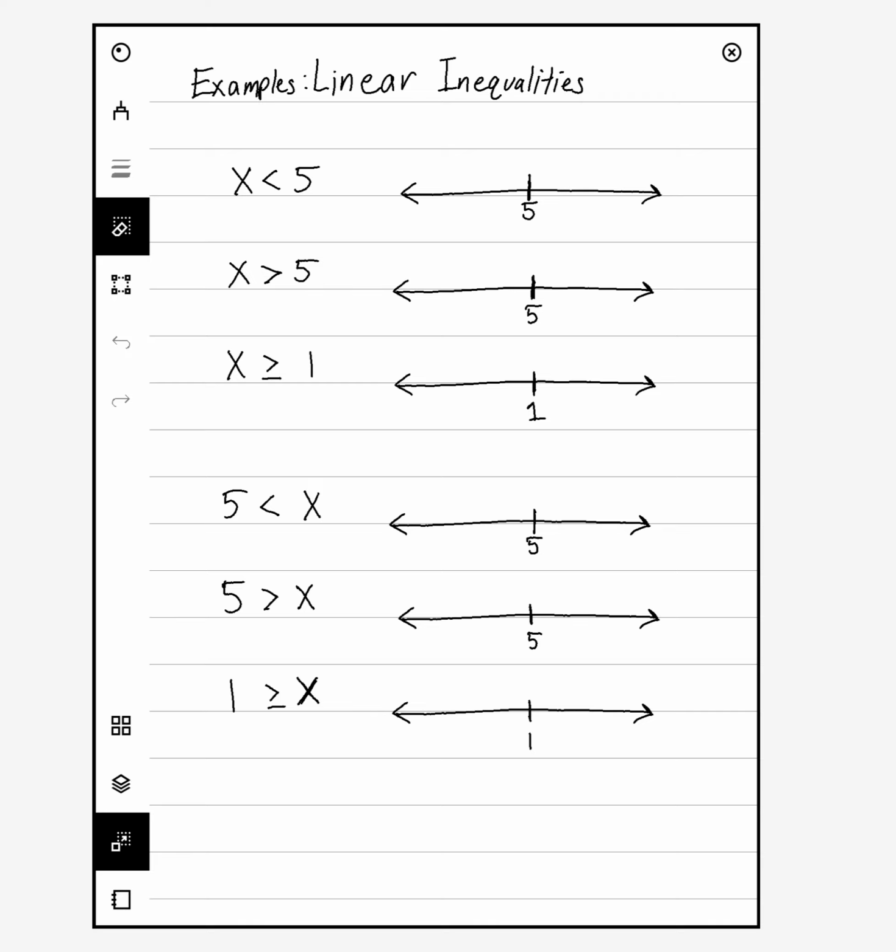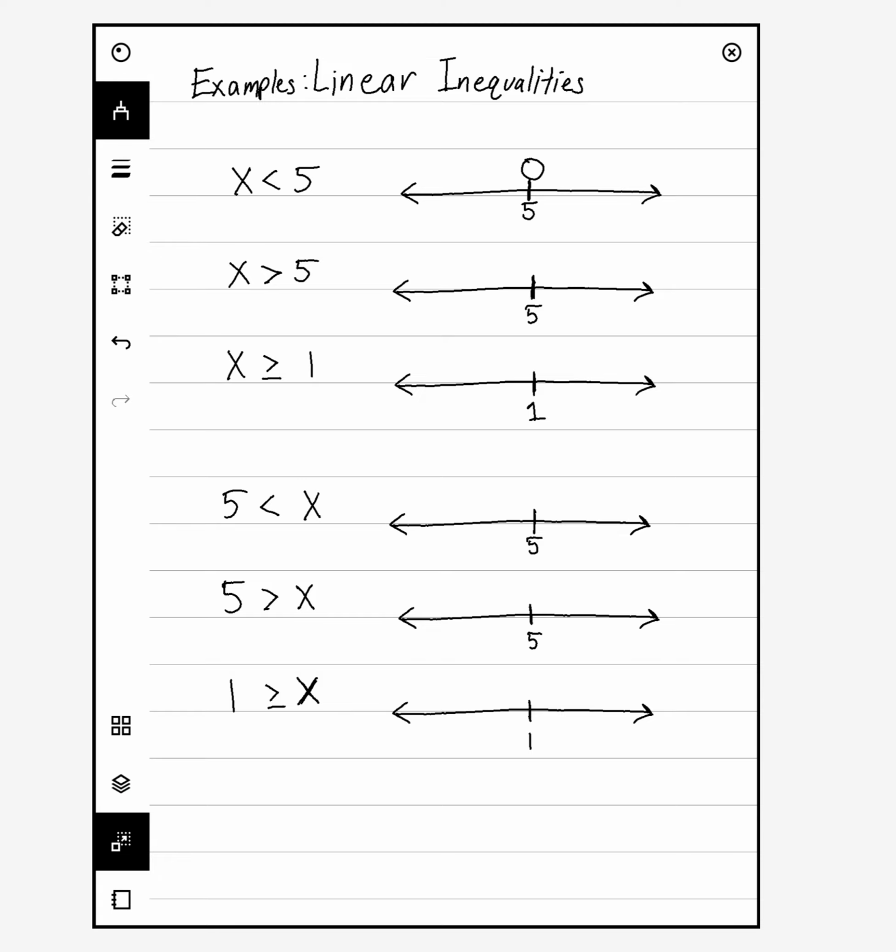We're going to talk about inequalities and how to graph them. The different situations we're going to have are when we have less than, greater than, or equal to. So for the first one, we have x is less than 5. It's not less than or equal to 5, so we're not going to include 5. So it's going to be an open circle.